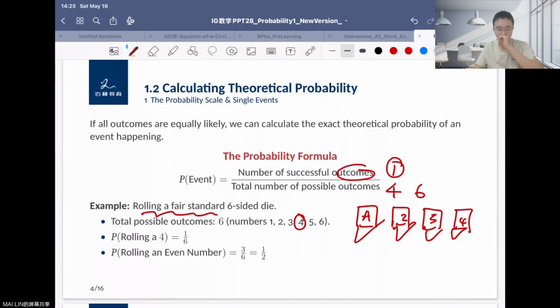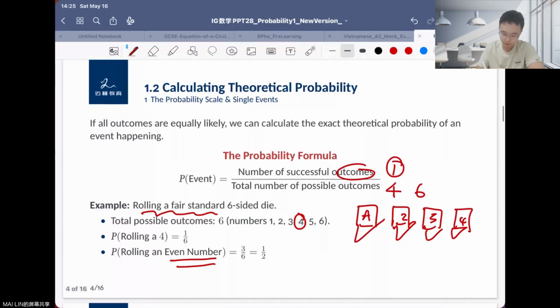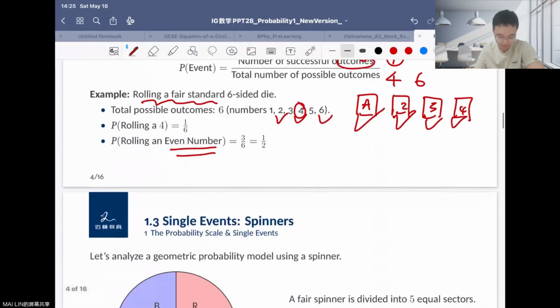You can also ask for the probability of rolling an even number, where we have 2, 4, 6. So the number of successful outcomes here is 3, and the total number of possible outcomes is 6. So here it is 3 over 6, or you can also say it's a half.